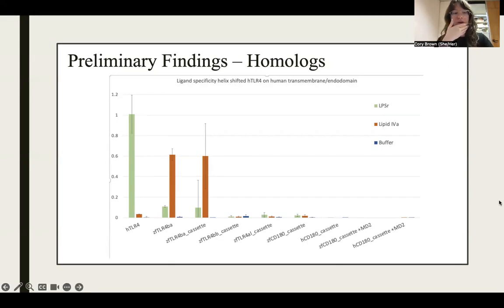On the other hand, we also have CD14, which was tested and showed very little response despite having a human TIR domain placed on it, as well as having its respective co-receptor, MD1. MD1 is a homolog of MD2, which was the co-receptor used in all other experiments, as MD1 typically doesn't work with any of the other constructs.